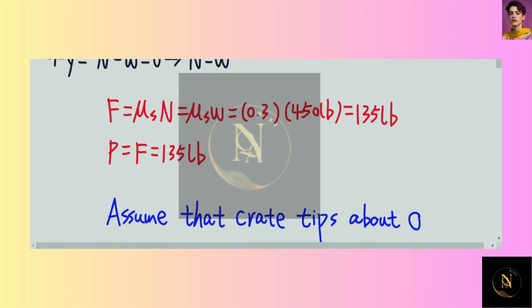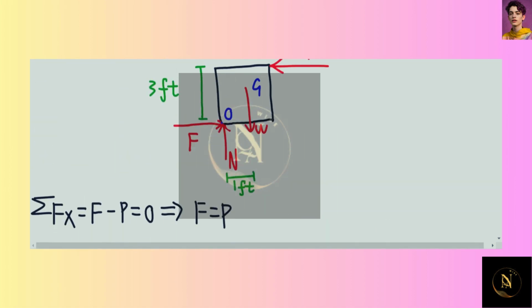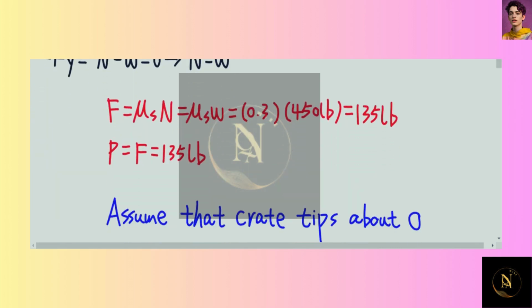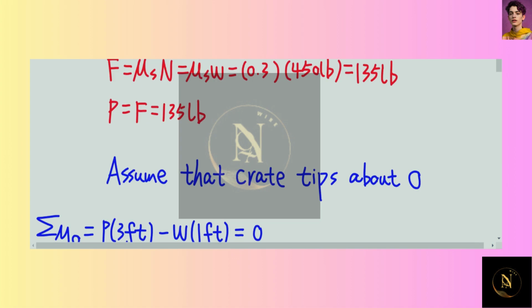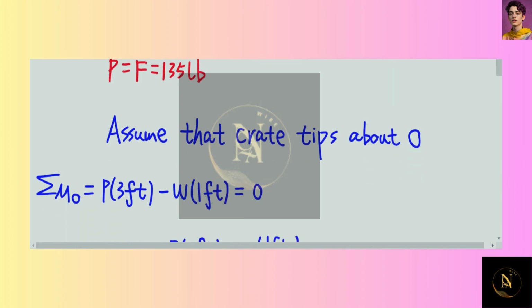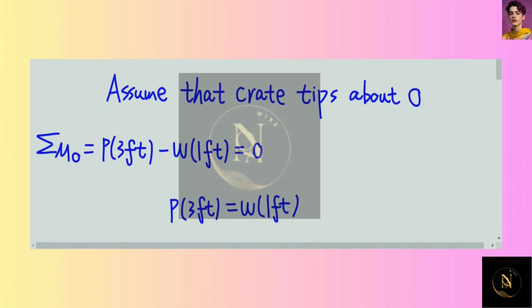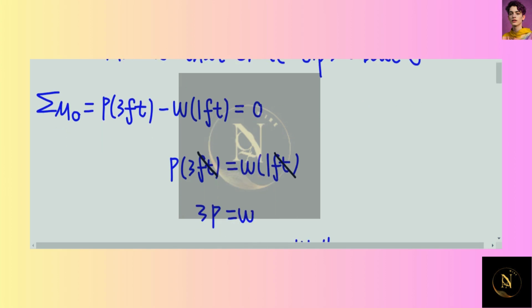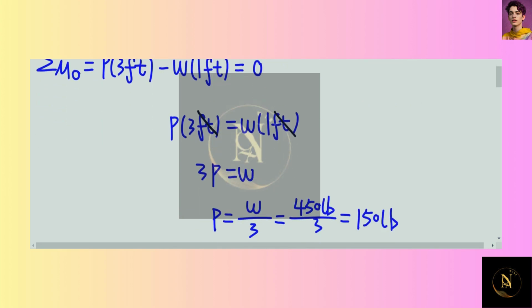So now let's assume that the crate tips about point O here. Therefore, we can apply a moment equation about point O. Consider counterclockwise moment as positive, clockwise moment as negative. And this will give us P times 3 feet minus W times 1 foot is equal to 0. So P times 3 feet is equal to W times 1 foot. As you can tell, the unit feet can be cancelled out, and this will give us 3P is equal to W. So eventually we have P in this case is equal to 150 pounds.